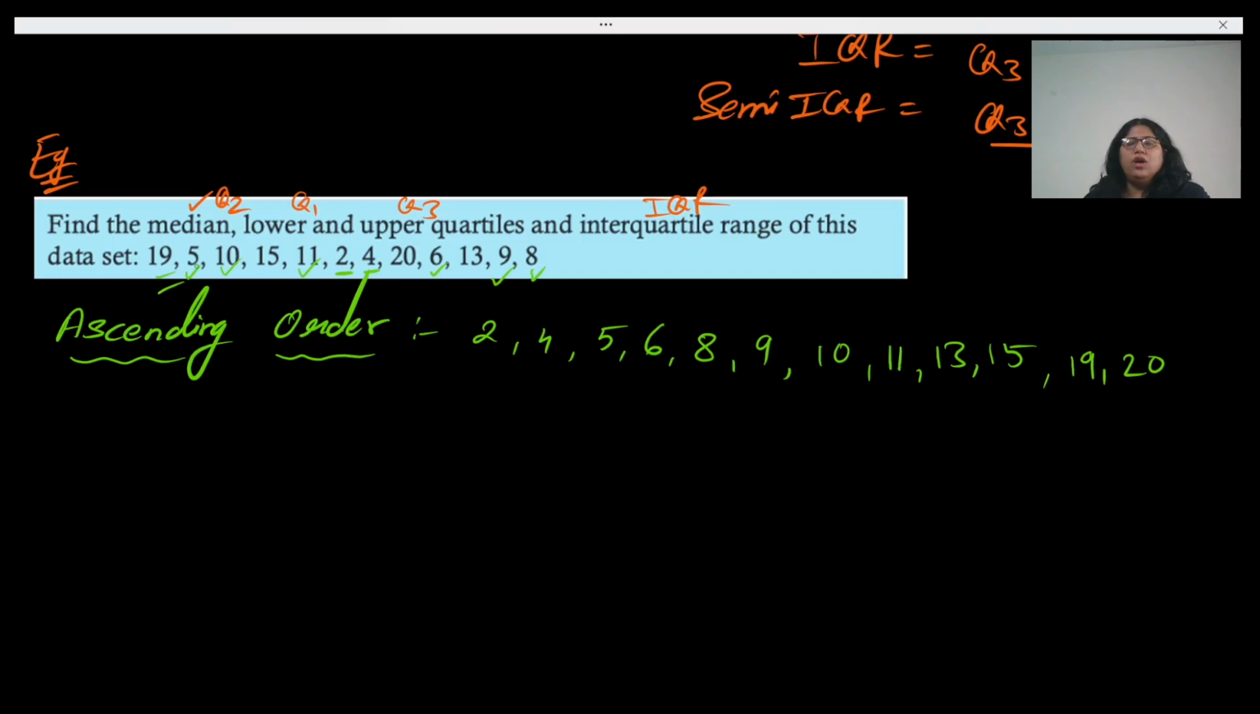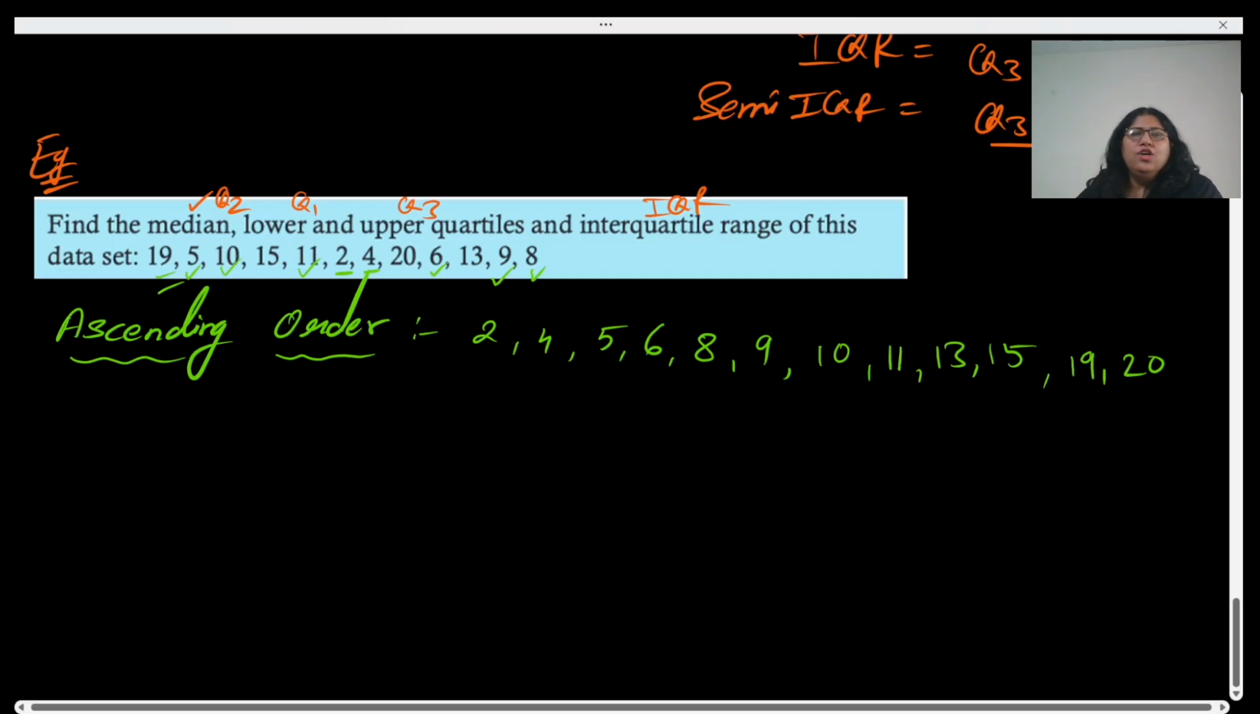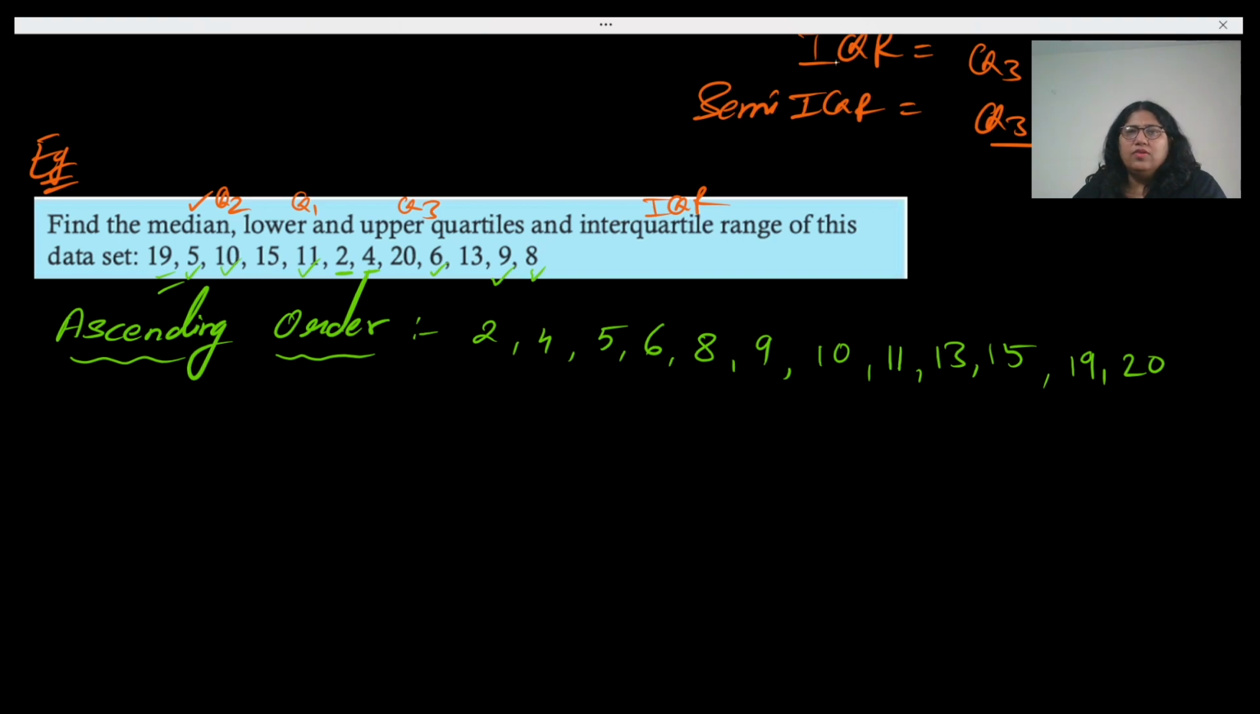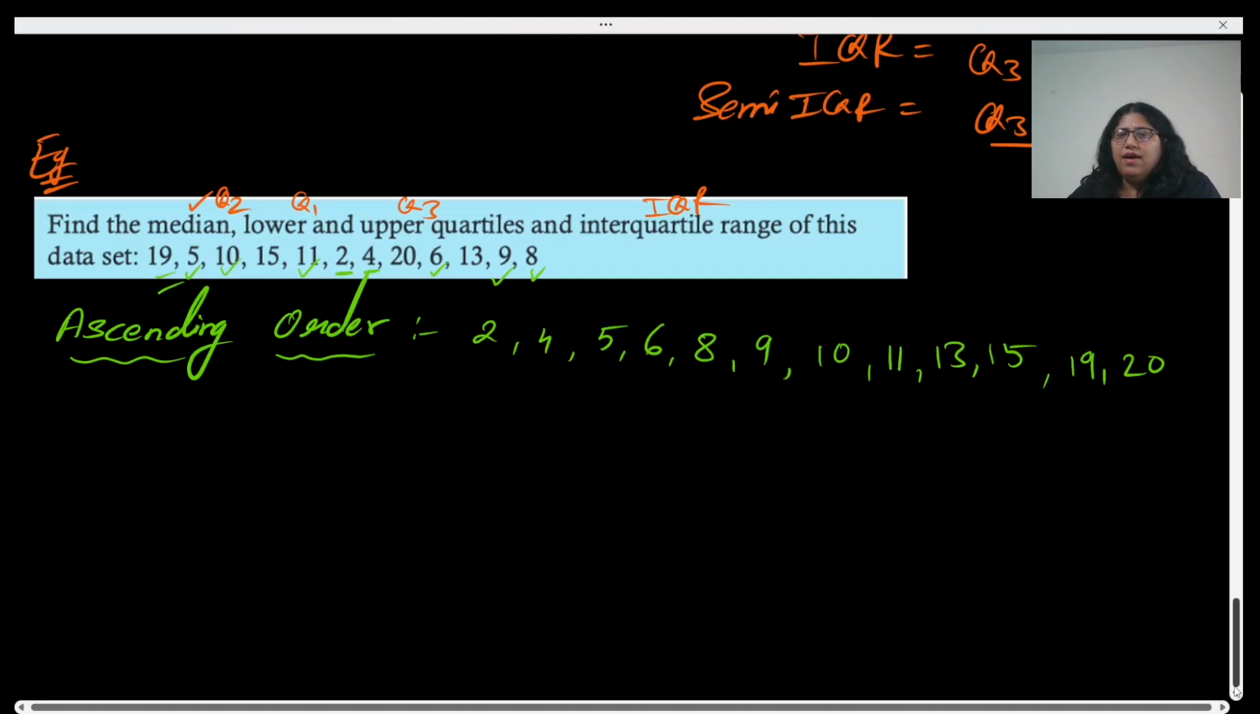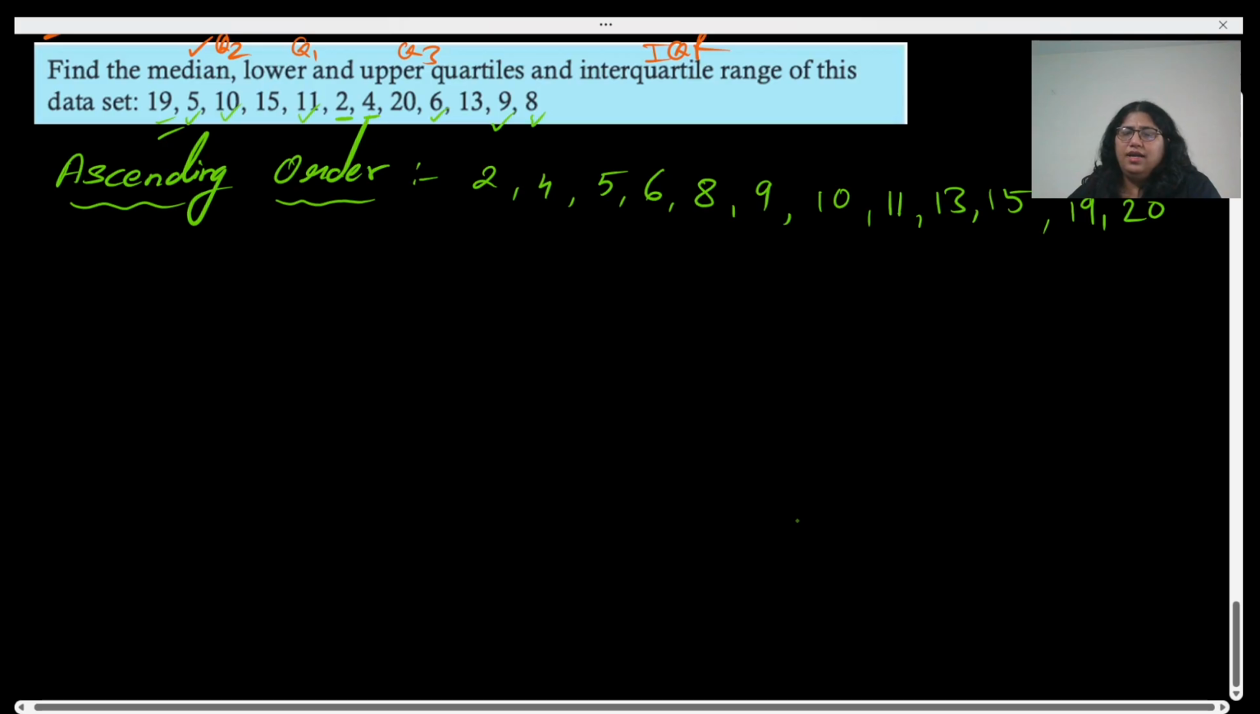And always cross-check, count the total number of observations, because sometimes while writing, you may miss some of the values. So let us quickly count: 1, 2, 3, 4, 5, 6, 7, 8, 9, 10, 11, 12. So the total number of observations is 12. We wrote everything: 1, 2, 3, 4, 5, 6, 7, 8, 9, 10, 11, 12. So you can see that it is the same number of observations. Now you have arranged your data in ascending order.